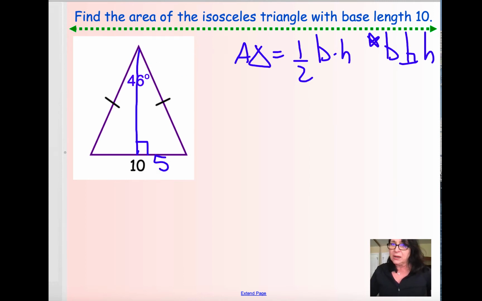Now, it's not a 30, 60, 90 right triangle because, right, this is 46 up here, not 60, and it's isosceles, not equilateral. So this is 46 here, but it's split in half, which makes that angle here 23 degrees. And I can go 90, subtract 23, and that gives me 67 degrees for that other angle right here. And if I'm standing at this 67 degree angle, I'm trying to find h, my height, because I already have my base, right? My base is 10.